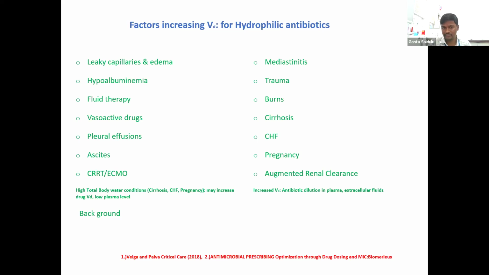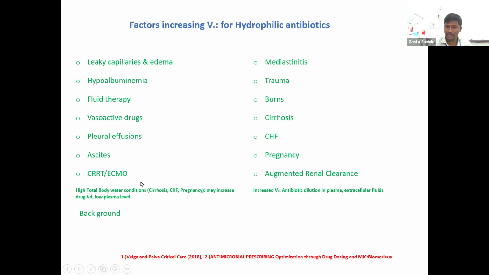So basically they increase the volume of distribution: vasoactive drugs, inotropes, fluid infusions, any renal replacement therapies or ECMO, immediate stagnation, traumas, burns, cirrhosis. All these we discussed in the previous slides. All these things can increase the volume of distribution of the hydrophilic antibiotics.